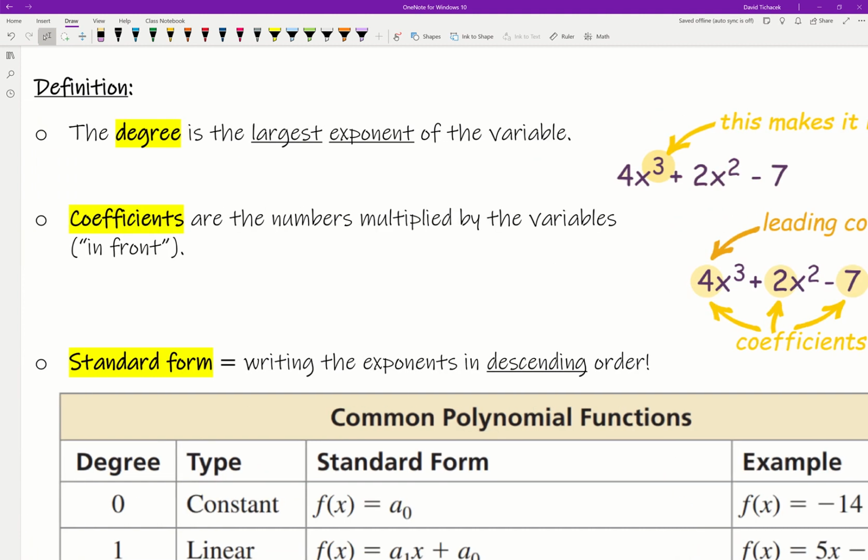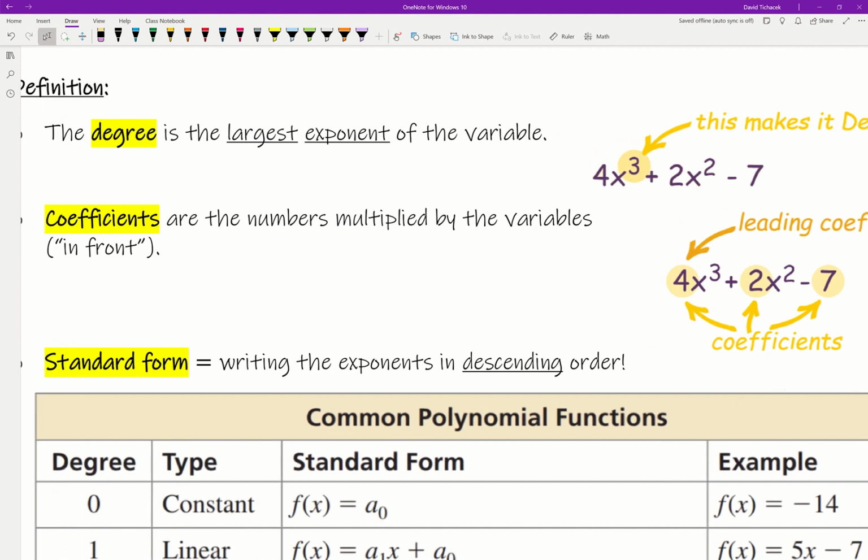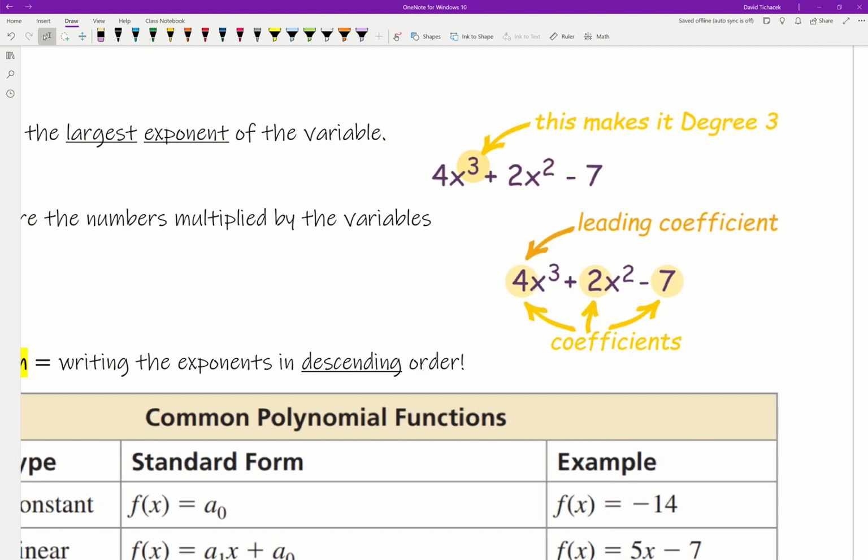Coefficients, when I say the word coefficient, what I'm talking about is the numbers in front of the variables. So here we have a couple of examples of your different coefficients of 4, 2, and 7. And then we also coined this term of the leading coefficient. If you were to write the polynomial in standard form, which means that your exponents are in descending order, then the leading term would be the term with the highest exponent on x, and then the number in front of that term, that's called your leading coefficient because it kind of leads the charge.